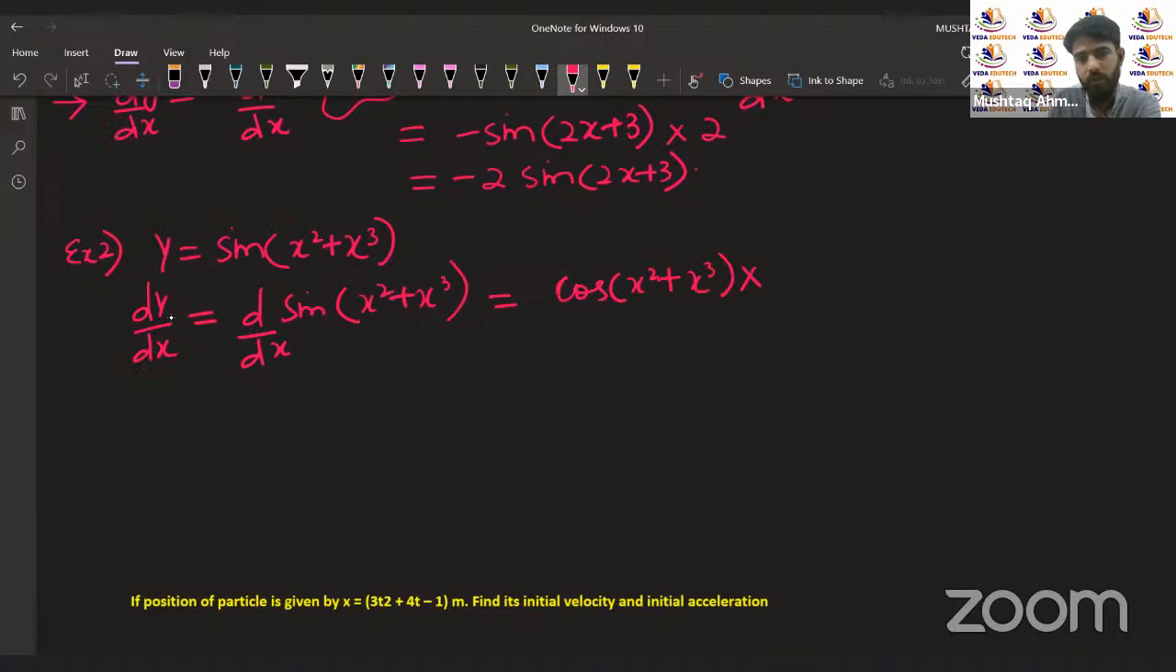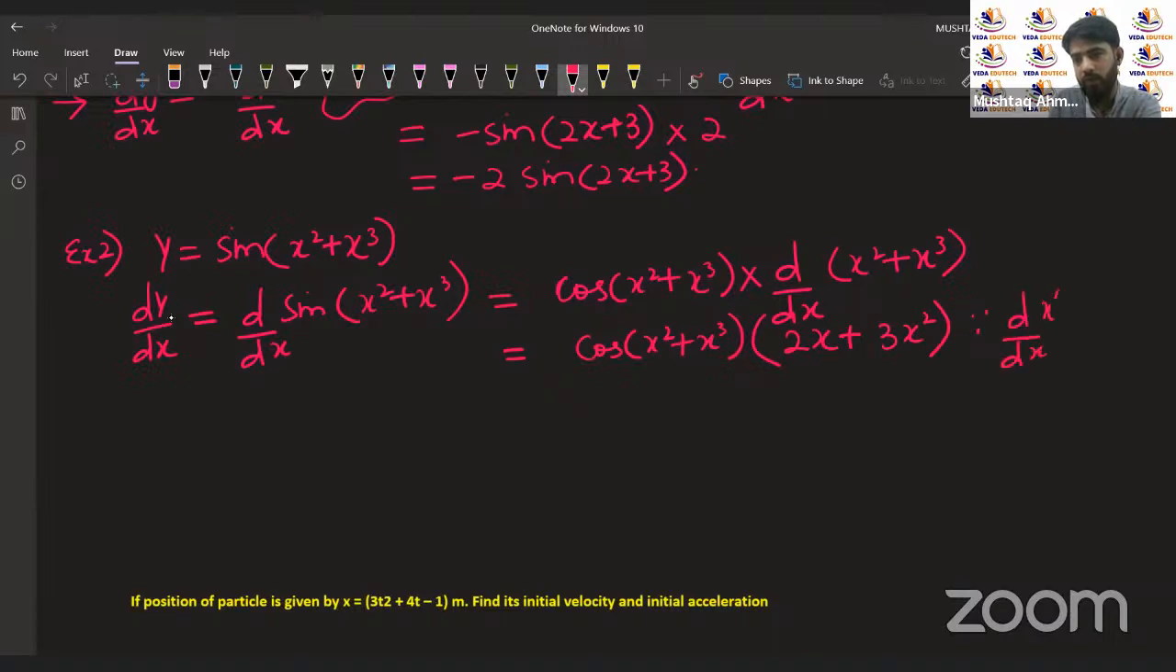and the derivative of x square plus x cube. So our final answer will be cos of x square plus x cube times the derivative. The derivative of x square will be 2x, and the derivative of x cube will be 3x square. Because we know the derivative d by dx of x to the power n is n x to the power n minus 1. That's how we calculate the differentiation of polynomial functions.